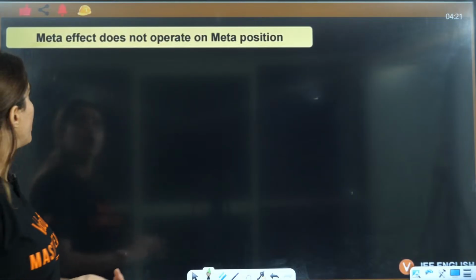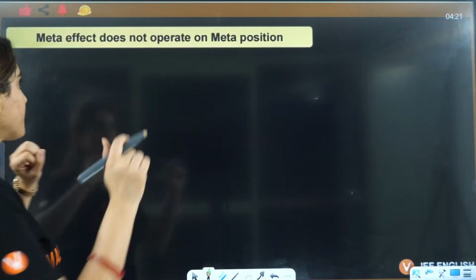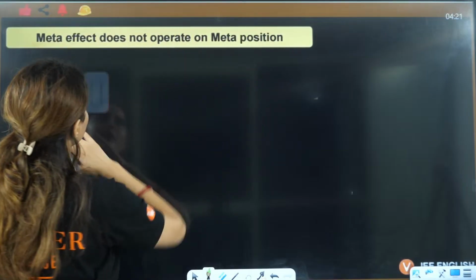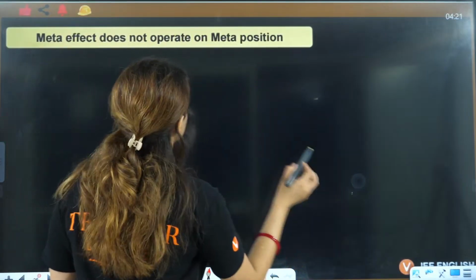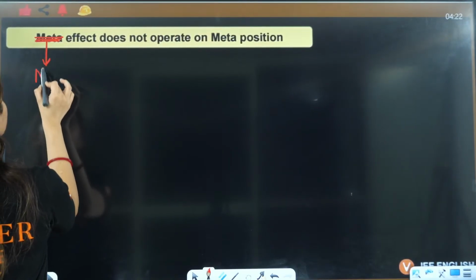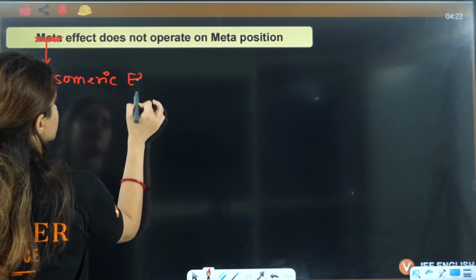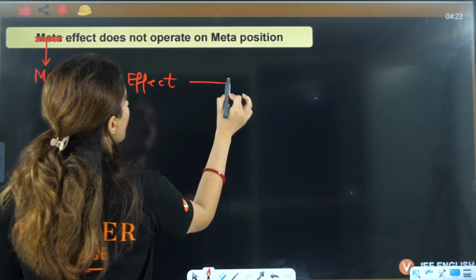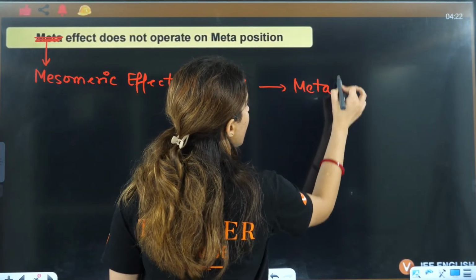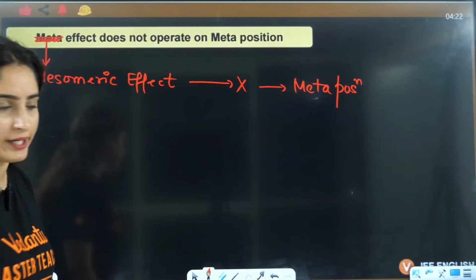Yes, ask, Pranav. So, one by one, we'll see the rules. Mesomeric effect does not operate on meta position. It should be mesomeric; by mistake, I have written meta here. At meta position, mesomeric effect will not operate, right?